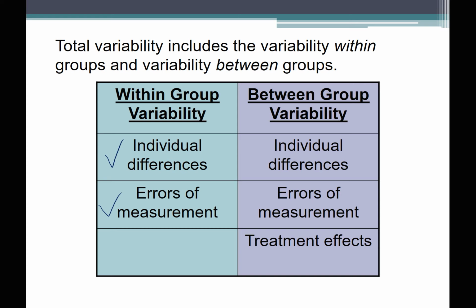Now, when we have between group variability, we still have individual differences and we still have errors of measurement. But on top of that, when we're looking between our different groups, that's when we're talking about treatment effects. So whatever is different between our groups, group A and group B and group C, whatever it is that makes them different groups, that's what we would refer to as our treatment, or our condition. So in that case, on top of just individual differences and errors, we also have the effect of whatever that thing is that we're looking at, our treatment or our condition.